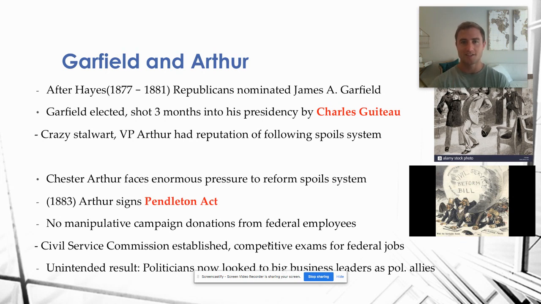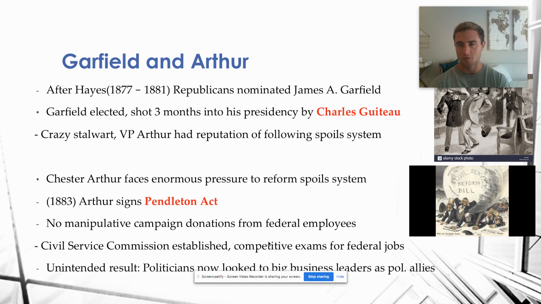He is succeeded by a new Republican president, James A. Garfield. Garfield is shot 3 months into his presidency. And so his vice president, Chester Arthur, becomes our new president. Chester Arthur has a reputation for following the spoil system.